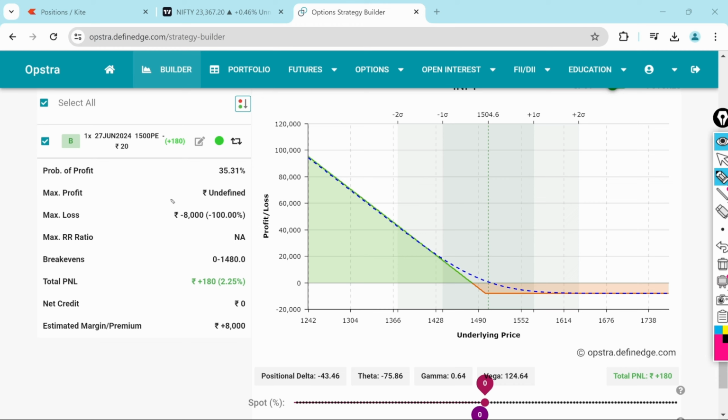Here there are two important things. The first thing is that we have to pay some premium to buy the insurance. Here you can see we paid 8,000 to buy this particular insurance. How long is this insurance valid? Here you can see the expiry is 27th June. The insurance we bought will provide the cover till 27th June. After that, this insurance will expire.